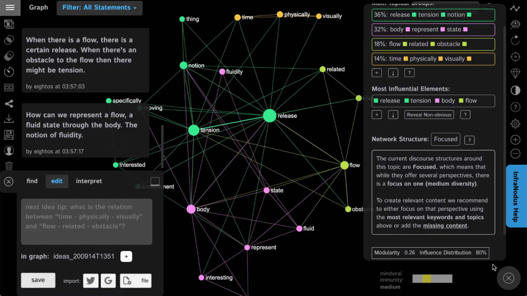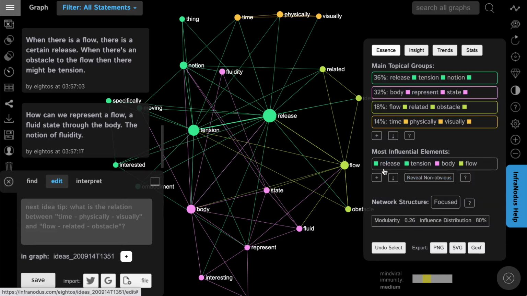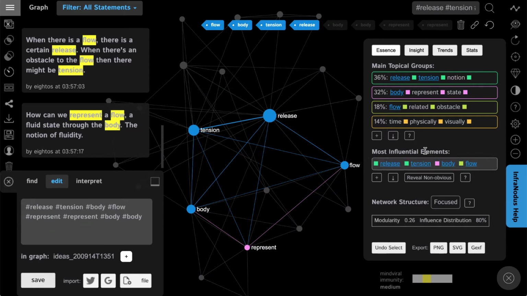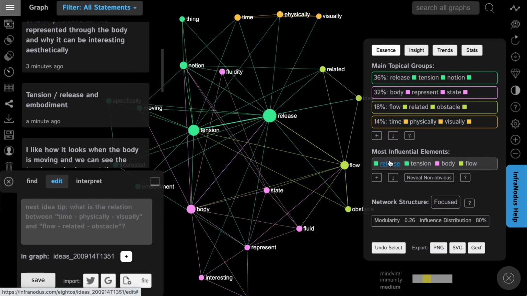So for example, I can ask myself, okay, what about release, tension, body flow? What is the relation between all those terms here? The most influential ideas in this discourse. You see, if I click them, they're all selected. Like, all right, so what is the relation between the flow, the release, and the tension?